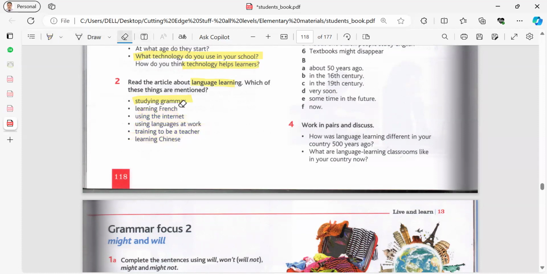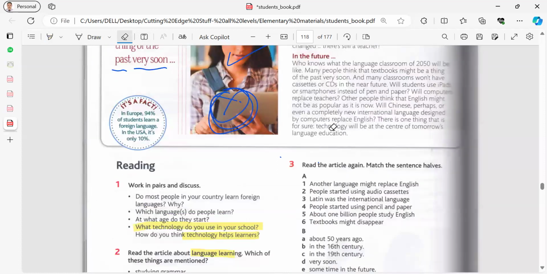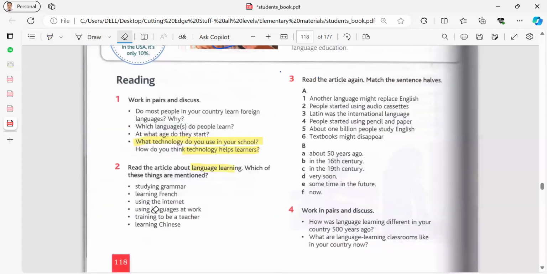Go ahead, guys. You have 5 minutes. And please, once you finish this, match the sentence halves, A and B, to make meaningful sentences.